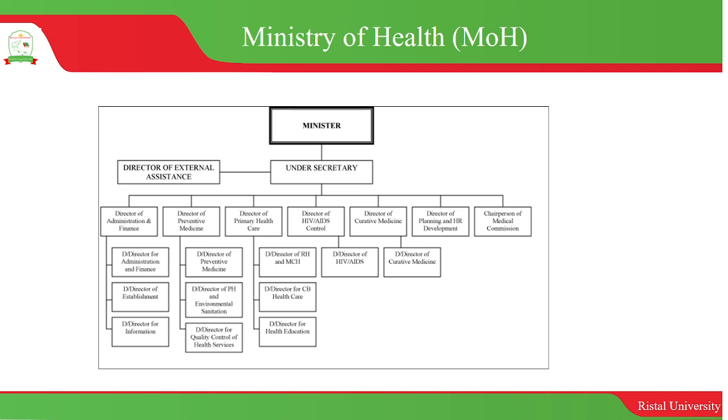Under the Minister of Health, we have the Directorate of Administration and Finance, Directorate of Preventive Medicine, Directorate of Primary Health Care, Directorate of HIV and AIDS Control, Directorate of Curative Medicine, Directorate of Planning, HR Department, Development, and then the Chairman of the Medical Commission. Okay? So, under the different directorates, we have the Director Generals, and then the deputy directors of different departments in the Ministry of Health.